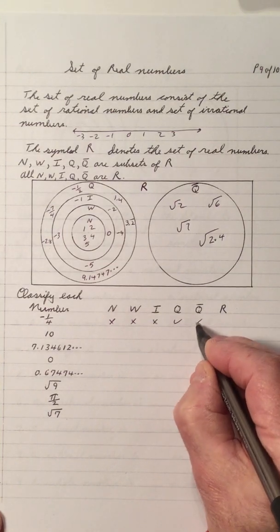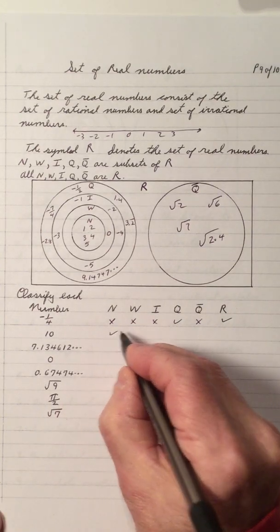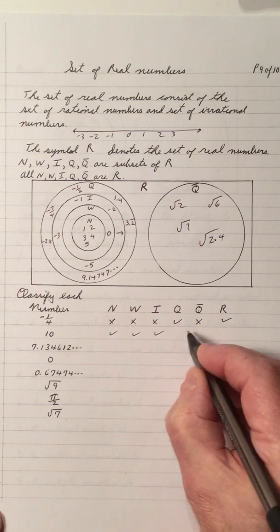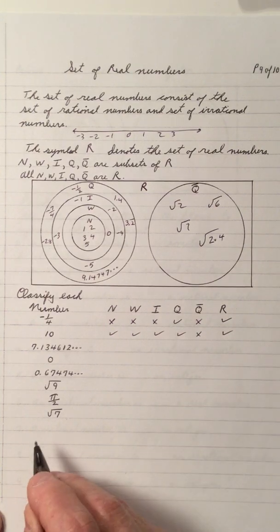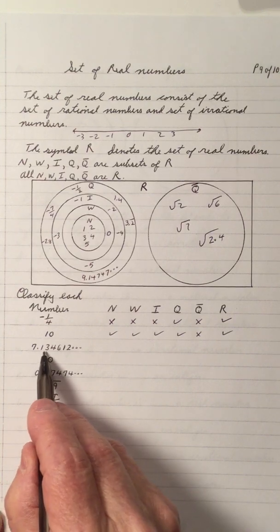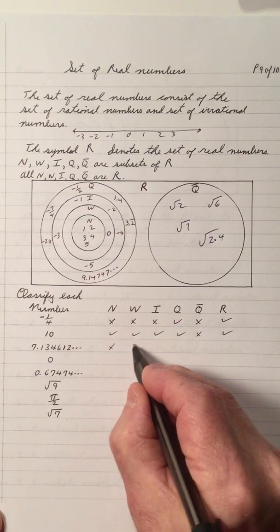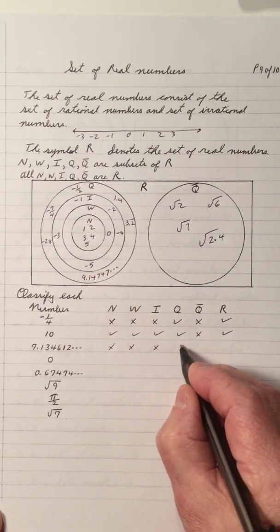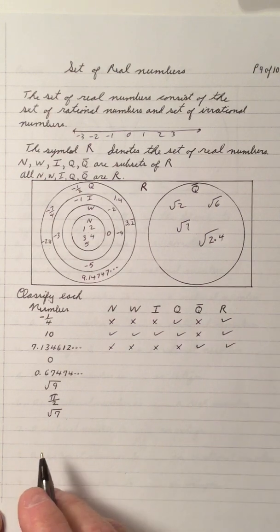Let's classify 1/4: not natural, not whole, not an integer. Rational, not irrational, but it's real. 10 is a natural number, whole number, integer, rational, not irrational, but is real. 7.134612, nothing repeating, so it's not natural, not whole, not an integer. It's not rational, but it's irrational. And irrational numbers are real numbers.